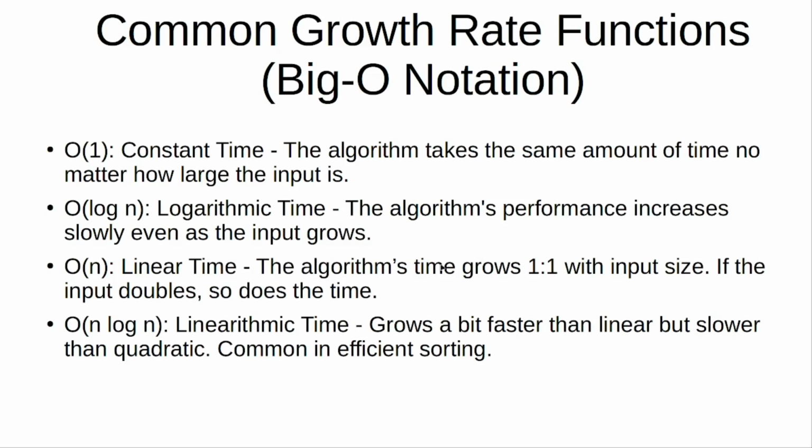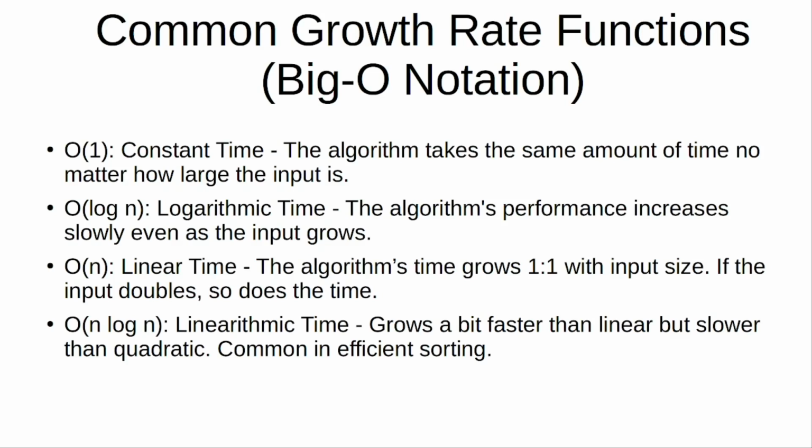So here are some common growth rate functions that we use in big O notation. Constant time, depicted here as O of 1, means the algorithm takes the same amount of time no matter how large the input is. An example would be accessing an array element by index. Let's say you're accessing the third element in an array. That could be done in constant time.